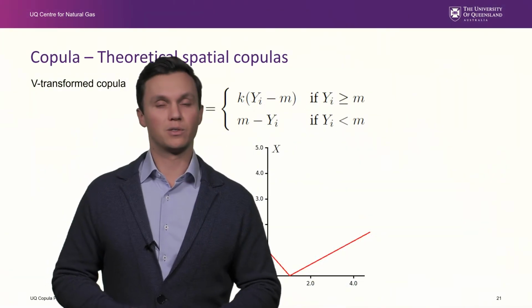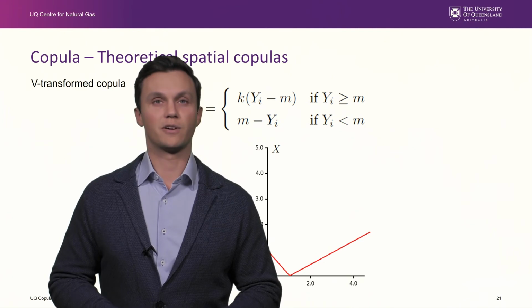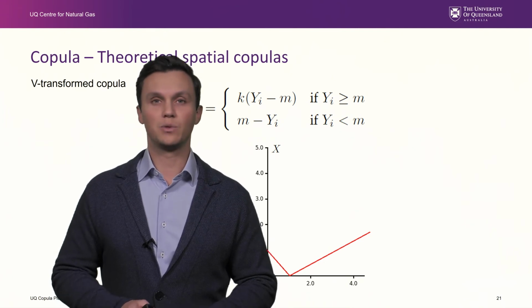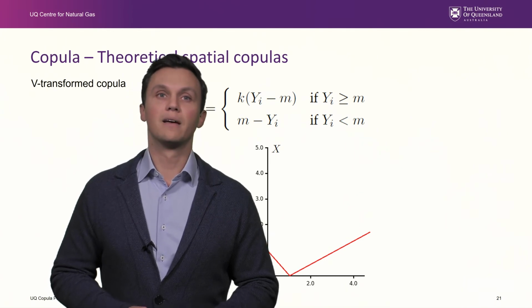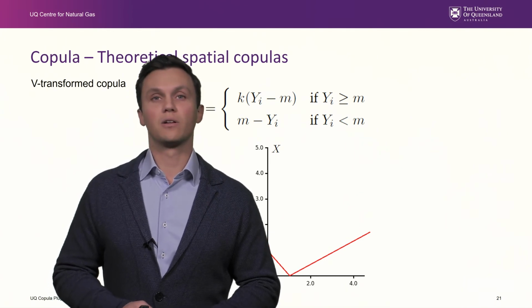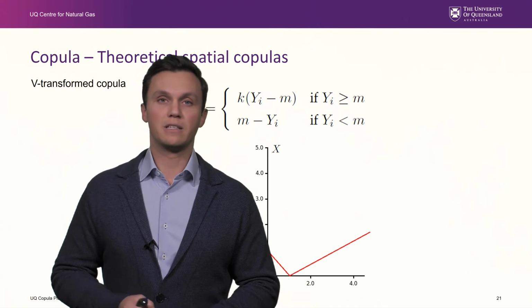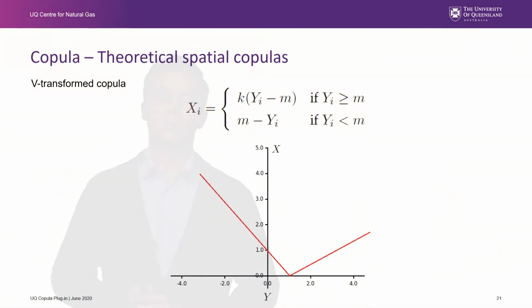We want to be able to simulate non-Gaussian spatial structures, and for that we need to use a transformation of the Gaussian copula. And this transformation is called the V transformation, which is indicated in here. So you can see that this red function has kind of like a V shape. That's why it's called the V transformation. The V transformation is a non-monotonic transformation which can change the dependent structure of a Gaussian copula.